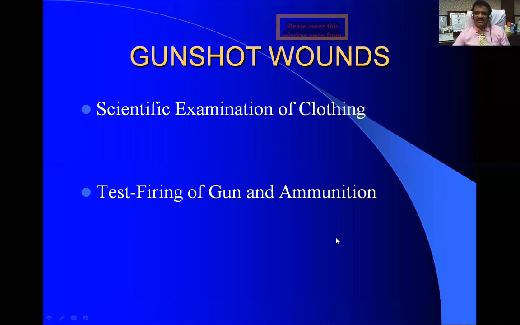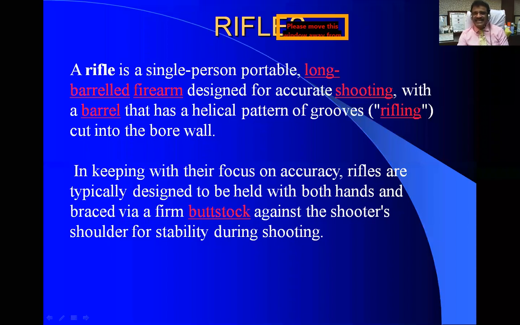Okay, now gunshot wounds: scientific examination of clothing we have to do, test firing of gun and ammunition study we have to do in this case. Now we will try to understand what rifles are. Rifles are highly dangerous weapons. Okay, a rifle is a single person portable long barrel firearm designed for accurate shooting with a barrel that has a helical pattern of grooves. That helical pattern is called rifling.